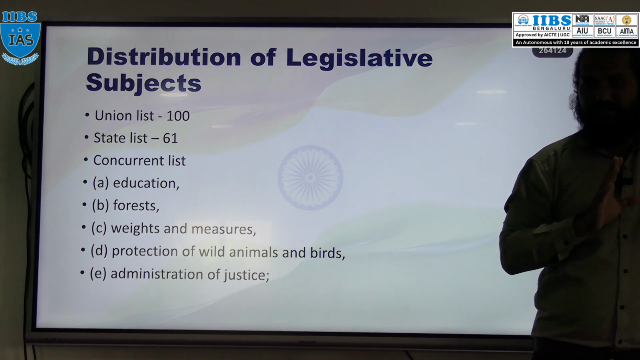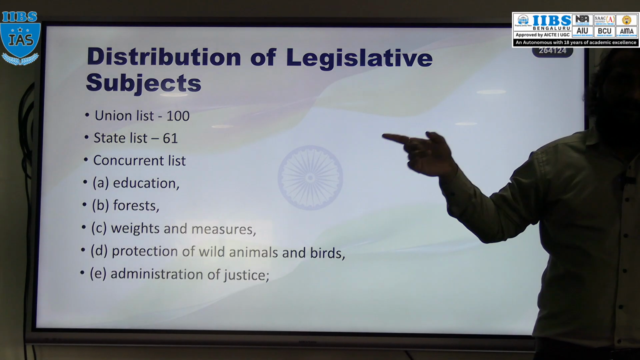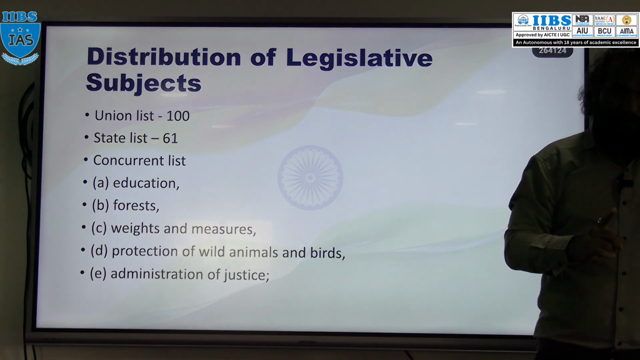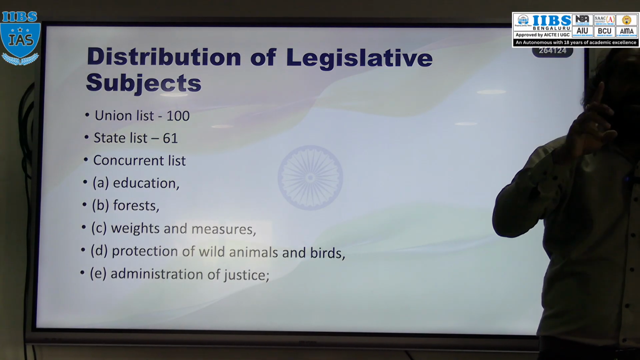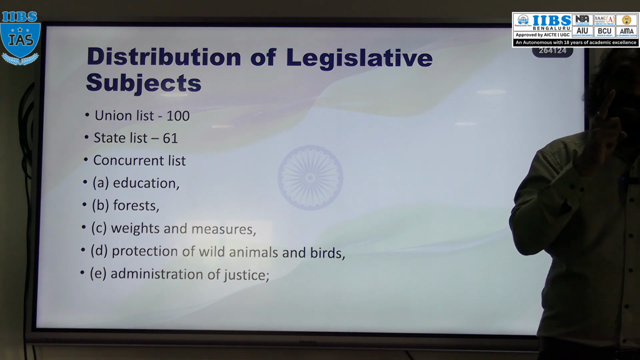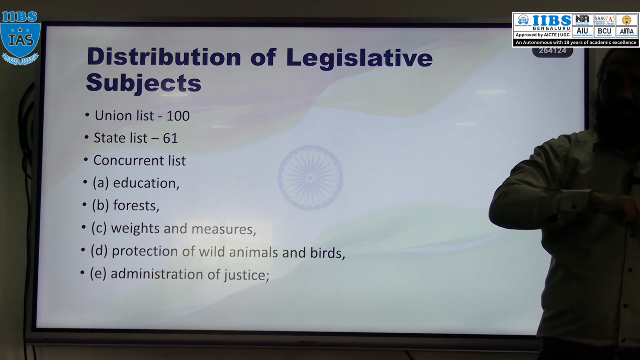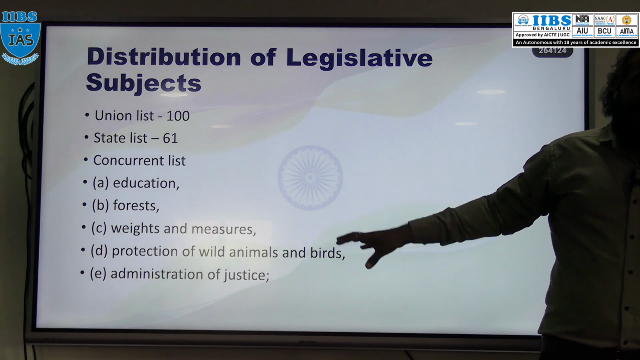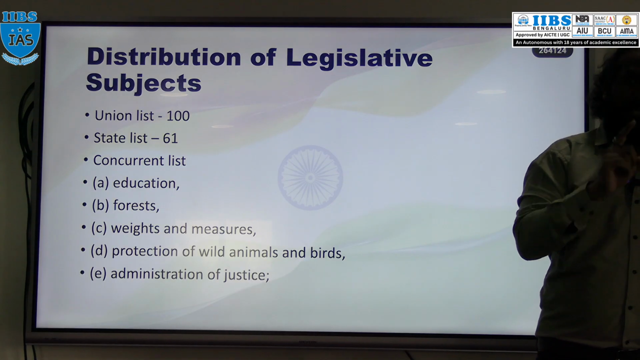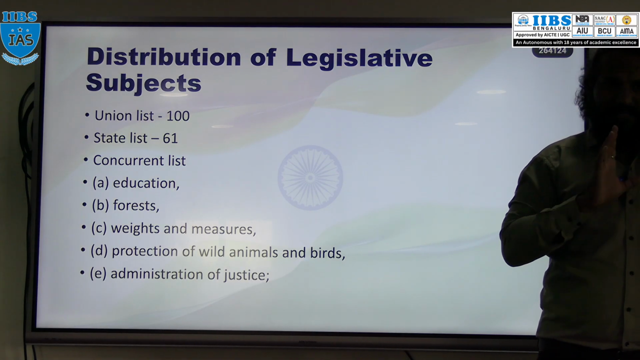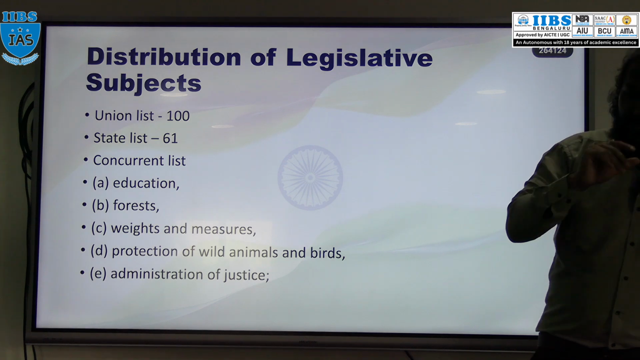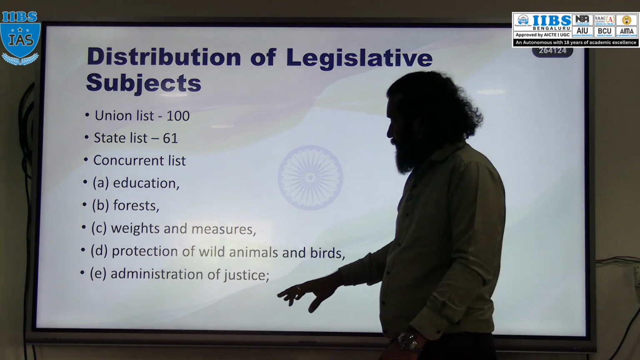Residuary power. This concept has been taken from the Government of India Act 1935. According to that act, residuary power was in the hands of the Viceroy of India, before independence. But at present, after independence, residuary power lies in the hands of Parliament. Understood? Now one more thing here.